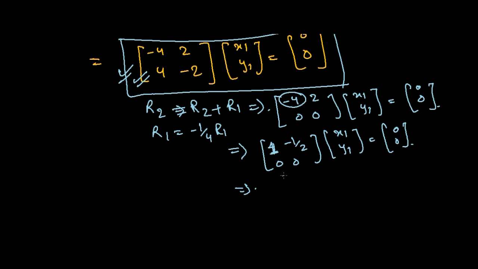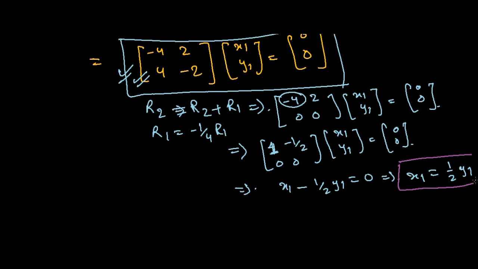Okay, now I can write this as x1 minus 1 by 2 y1 equals 0. It means that x1 equals 1 by 2 y1. This is again a crucial step here. So you got some relationship between x1 and y1, or maybe you have the third component also and you got relationships like x1 is equal to something, y1 is equal to something and z1 is equal to something. So you got some relationship between the components of the eigenvectors.